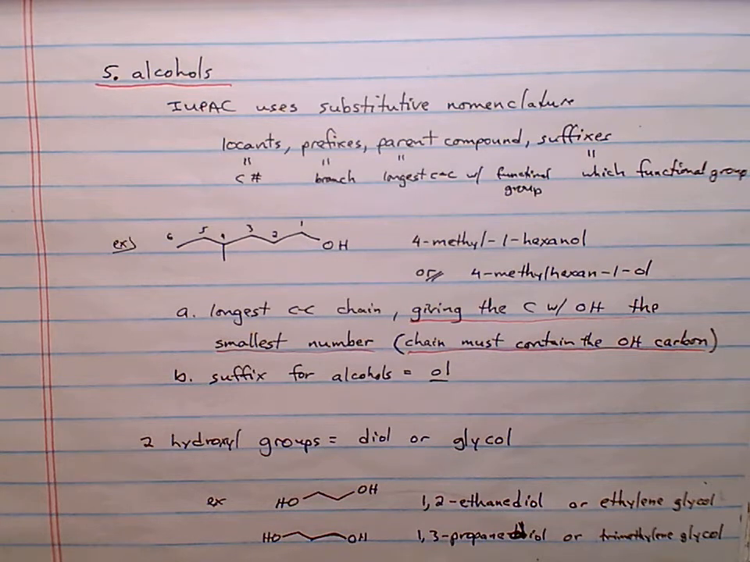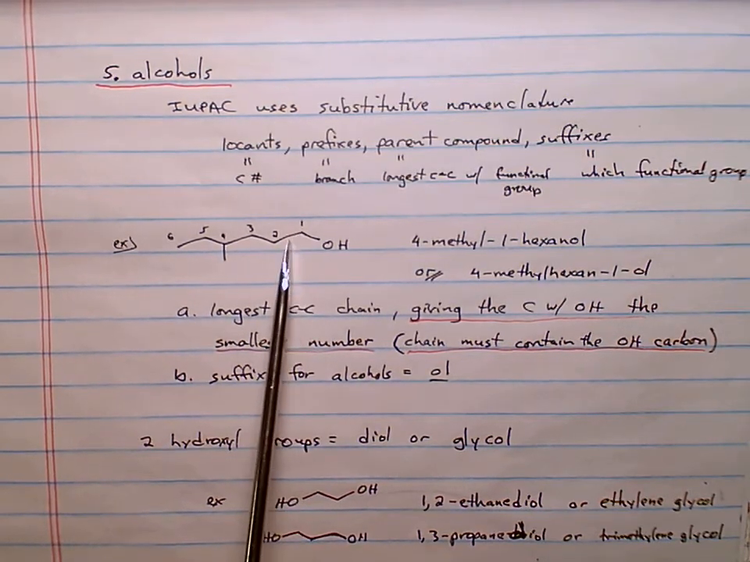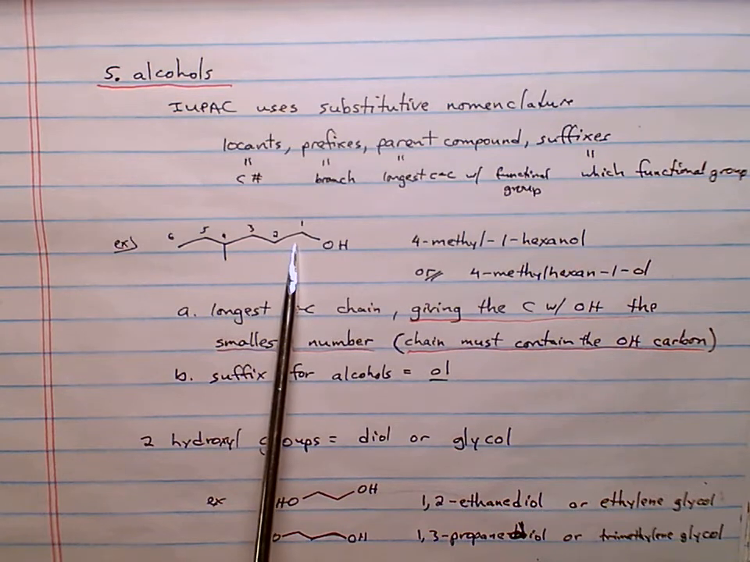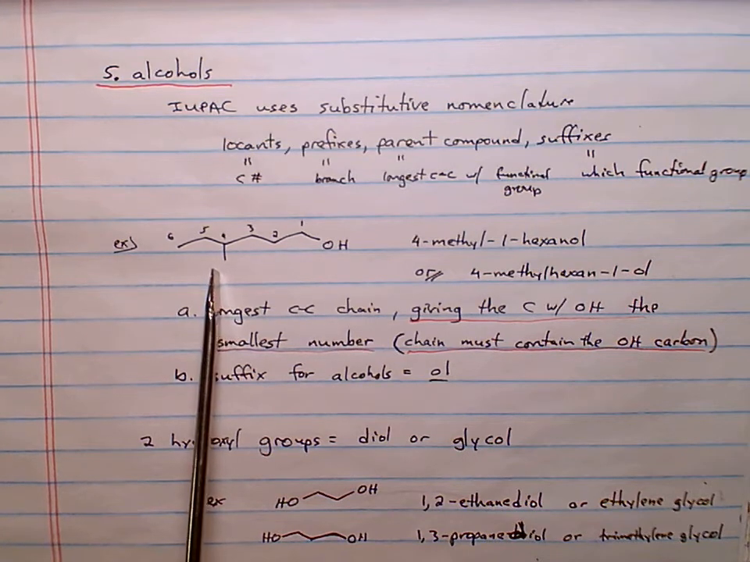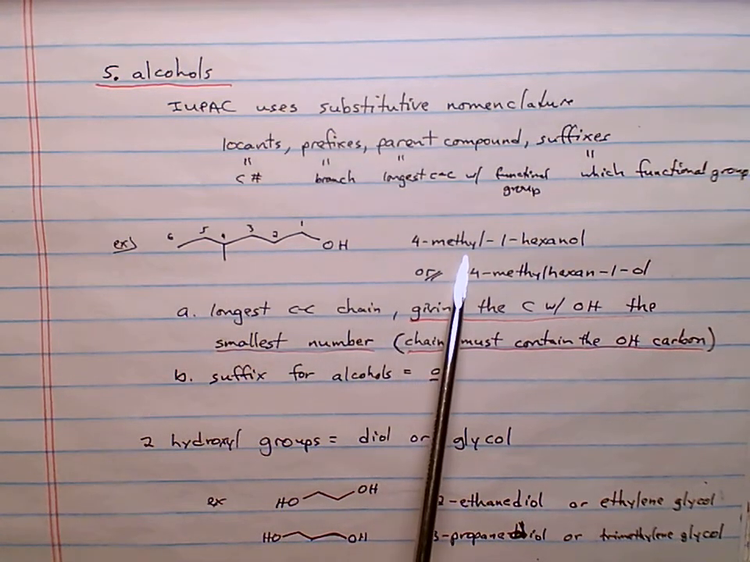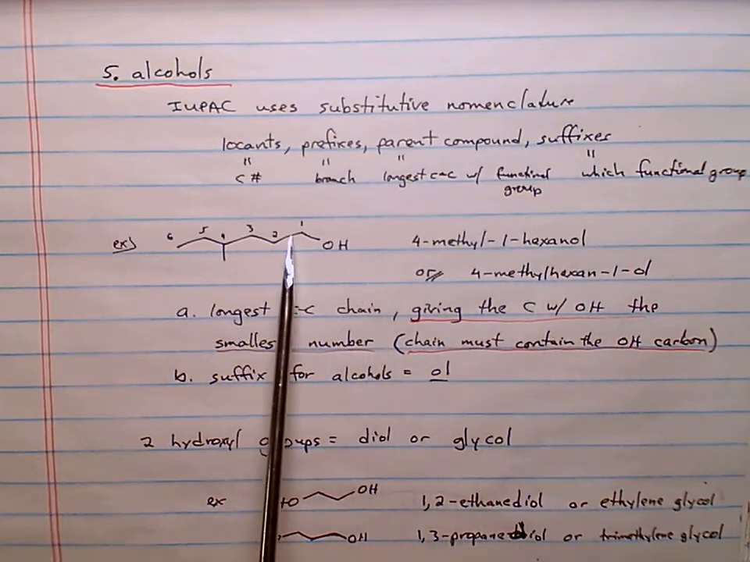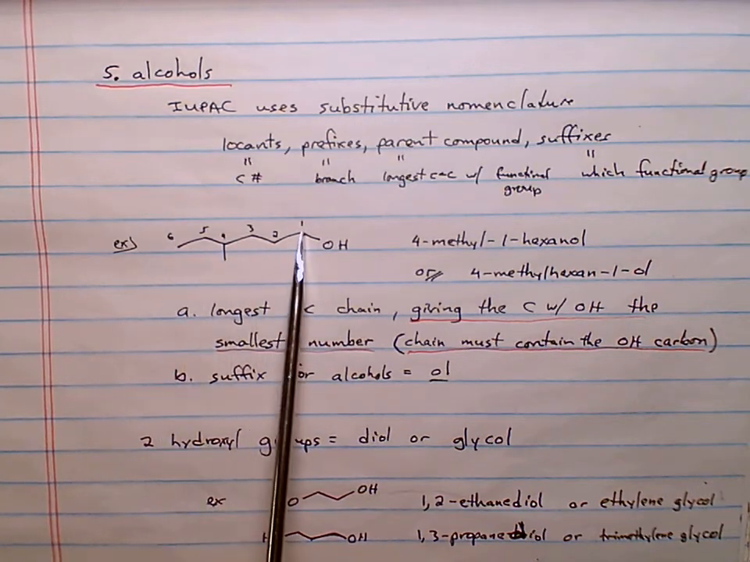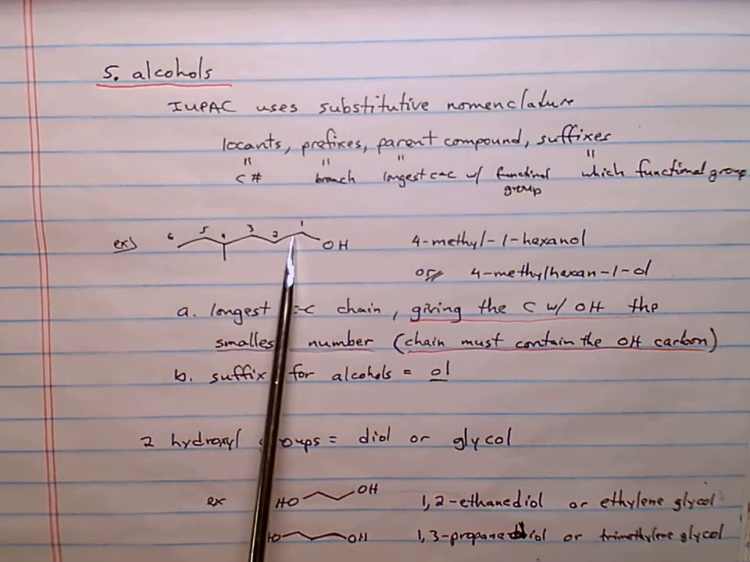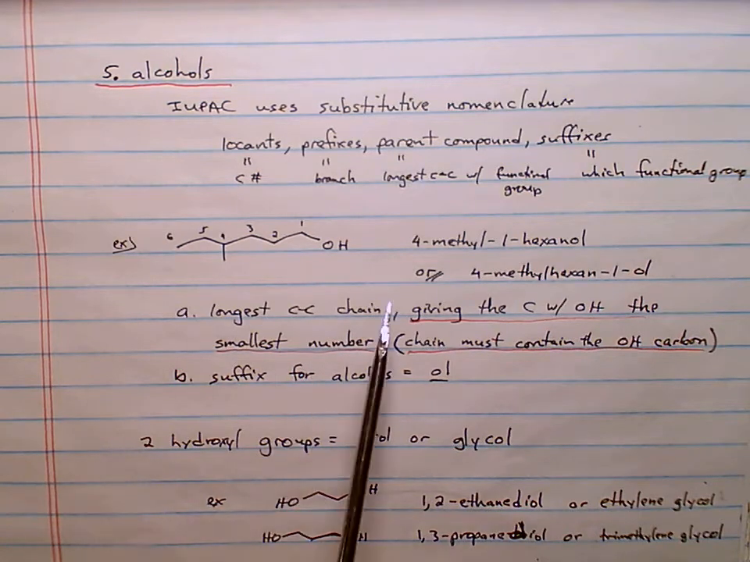So here it's easy. 1, 2, 3, 4, 5, 6 carbons in our longest chain. We're making sure the carbon containing the OH has the lowest number, easy, number 1 here. So now note we have a methyl group at carbon 4. So this is 4-methyl-1-hexanol. So even though we would say, wait, shouldn't our parent be hexane? No, because it's an alcohol. Now it's a hexanol. So we drop the E and add OL because the parent is the alcohol.